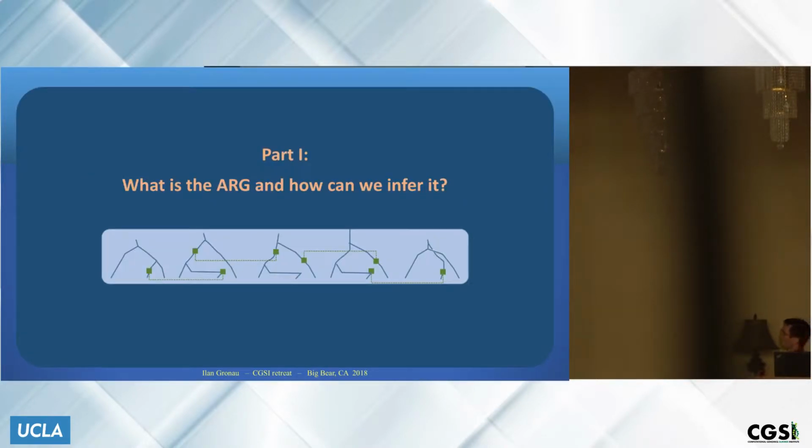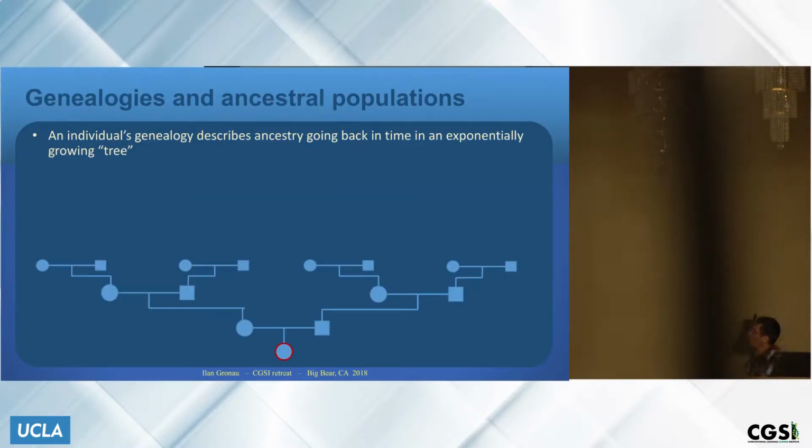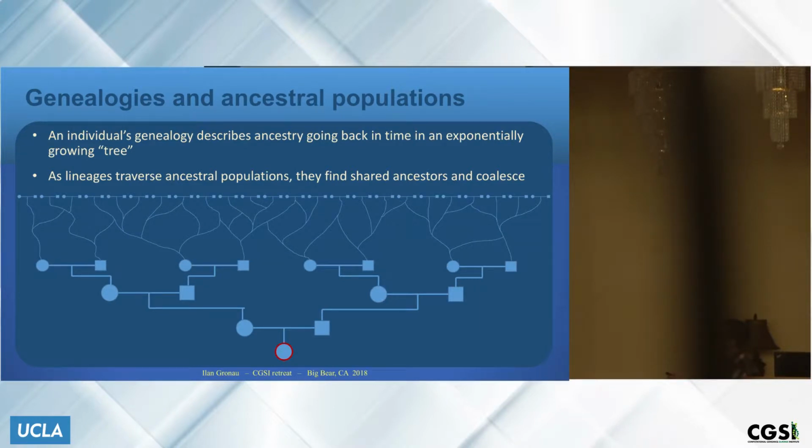So let's start with understanding what the ancestral recombination graph is and how we can infer it from data. The ancestral recombination graph is pretty much your basic genealogy. If you look at a genealogy, and this is you down here, and you have 2 parents and 4 grandparents and 8 great-grandparents, it's a tree branching backward in time. But if you move back in the generations, at some point these lineages are going to start merging, or coalescing. So it's not really a tree structure, it's more like an intricate graph structure, even when you look at the genealogy of a single individual going back in time.